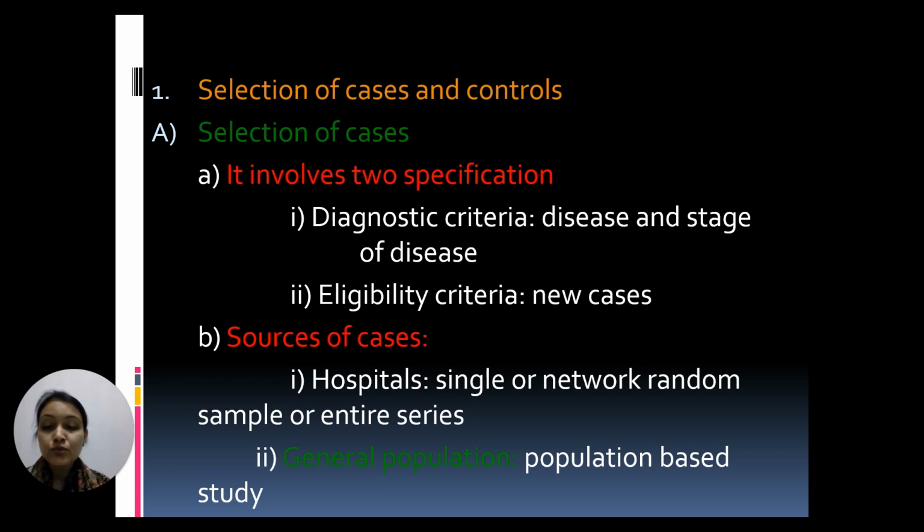Next is what are the sources of cases. Source of cases can be hospital, it can be single or network, random sample or entire series. It can be the general population.